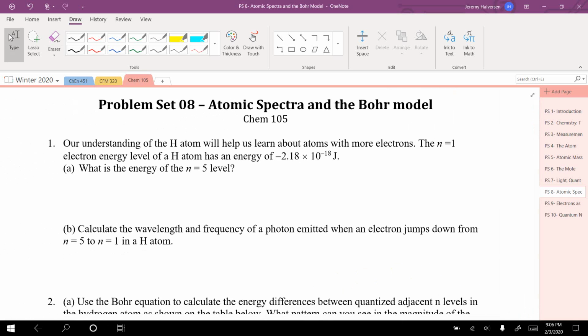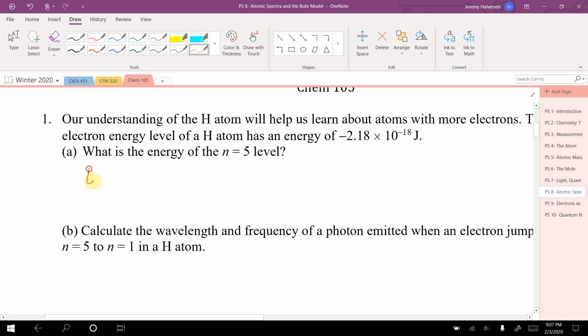So our understanding of the hydrogen atom will help us learn about atoms with more electrons. The n equals 1 energy level of the H atom has that much energy. What's the energy of the n equals 5 level? Well, the equation that we use: the energy of the n level is negative Z squared times R_H hc over n squared. So let's talk about each of these things.